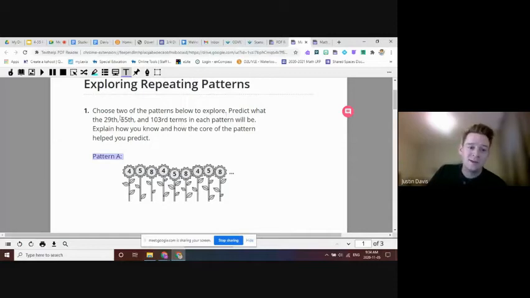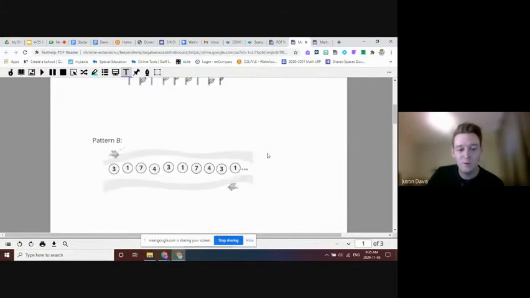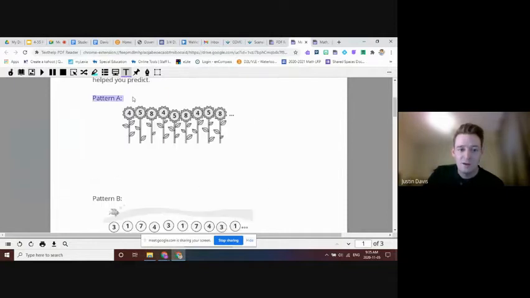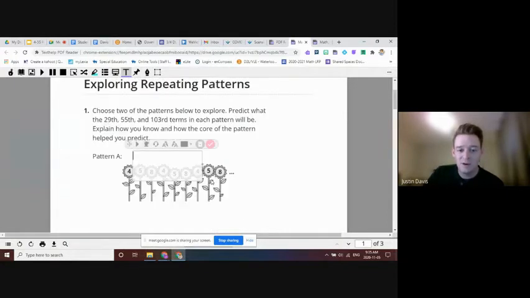Predict what the 29th and 103rd terms in each pattern will be. Explain how you know and how the core of the pattern helped you predict. So in this worksheet, we have 4 patterns to work with, I think, maybe 5. So you get to choose what patterns you're working with. I'm going to showcase this first pattern.